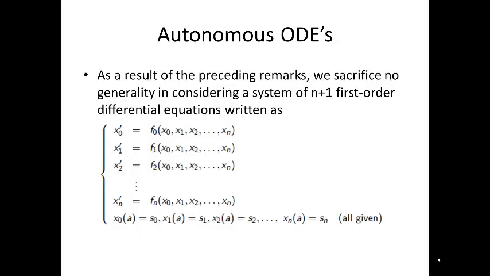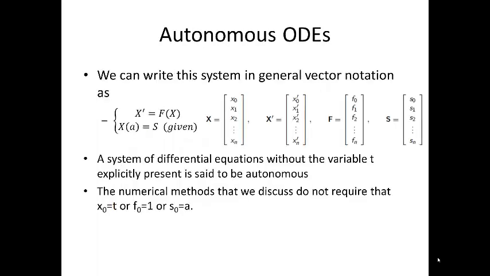As a result of the preceding remarks, we can sacrifice no generality in considering a system of n plus 1 first-order differential equations written in the following manner. We can then write this system in general vector notation. A system of differential equations without the variable t explicitly present is said to be an autonomous system.